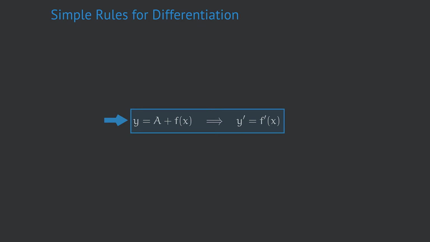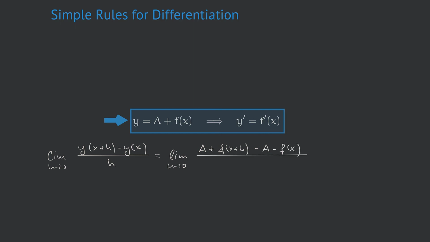Now let's prove this using the differential quotient. So we have lim h to 0 of y of x plus h minus y of x divided by h. And that is lim h to 0. Now I replace y by the definition of y, which is a plus f of x plus h minus a minus f of x divided by h. And now we can simplify in the numerator and we get f of x plus h minus f of x, you see both a's vanish, divided by h. And that, of course, is the definition of f prime of x.